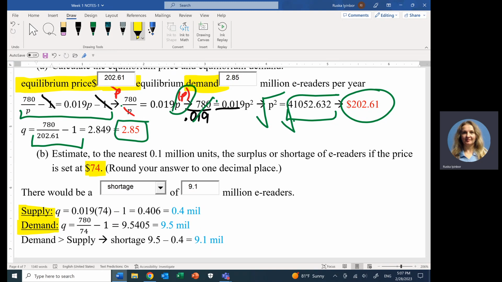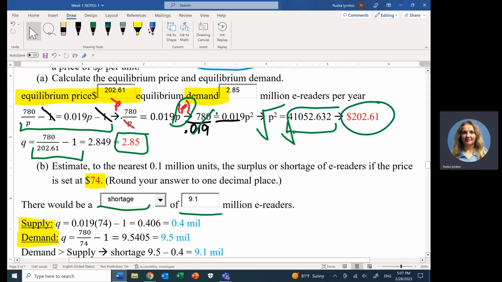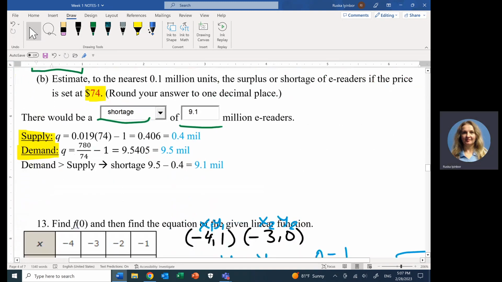And in this case, the demand is bigger than the supply. So that means we have a shortage of 9.1 million. You're just going to subtract those two numbers and that gives me 9.1. So this is how you put the answer. You're going to pick shortage, and 9.1 is the shortage for this question. Okay. That's how you do number 12.